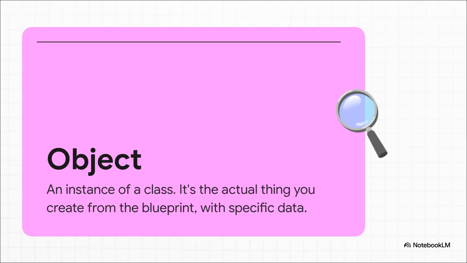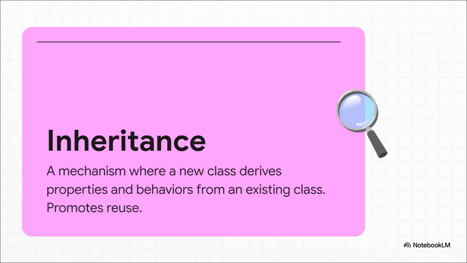So following that logic, if a class is the blueprint, then an object is the actual house you build from it. You can use that one blueprint to build 100 different houses, and each one is its own unique object. They all share the same structure, but each one can have its own data, like a different color of paint or different furniture inside.